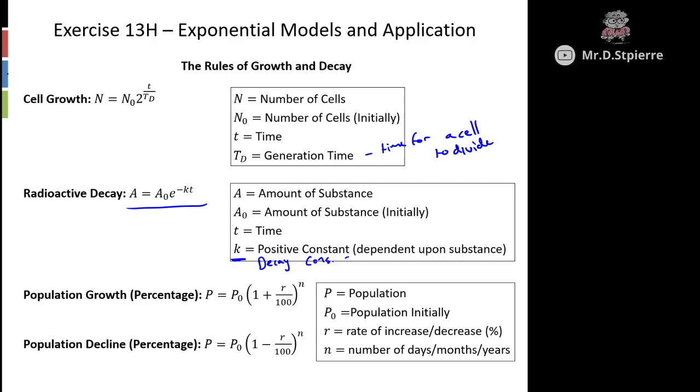And technically it's a percentage over time, but we can just think of it as dependent on each different type of element.